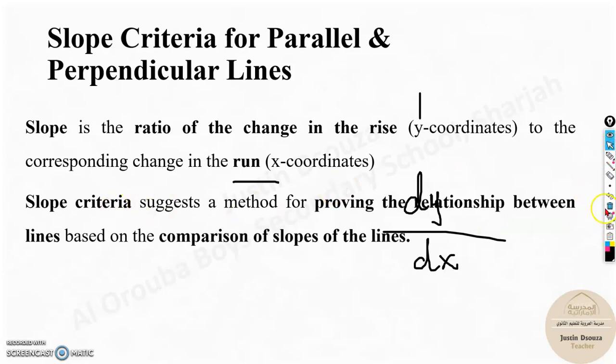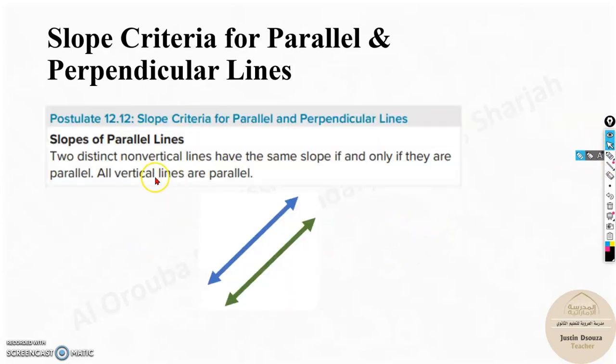Now, the slope criteria suggests a method for proving the relationship between lines based on the comparison of slopes of the lines. So over here, this is very important. Based on the slope criteria, if there are two lines, how are they parallel or how are they perpendicular? If the two lines have the same slope, then they are parallel lines. This is the slope criteria. Basically, based on the slope or the relationship of the slopes, we can tell what lines they are.